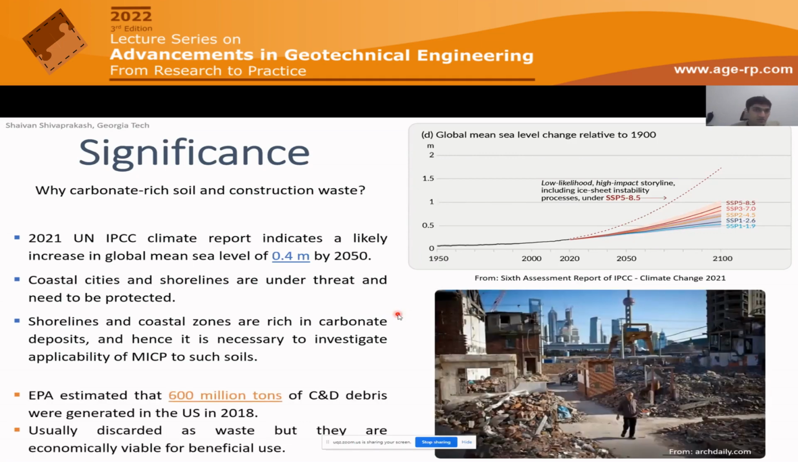The other thing is, of course, the construction waste. The EPA, the Environmental Protection Agency, estimated about 600 million tons of construction debris generated in the US in 2018. This is usually discarded as waste, but we believe that it is economically viable for beneficial use.